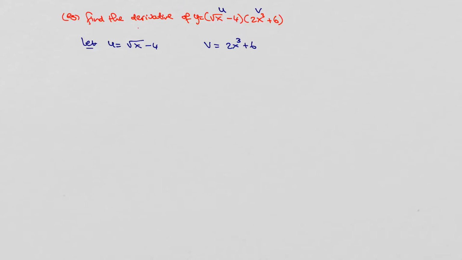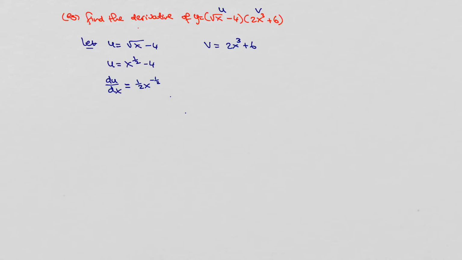But before I can differentiate root x minus 4, we have to write it as x to a power. So that's going to be x to the power of a half minus 4. So now if I differentiate u with respect to x, then I bring down the power and I take 1 away from the power. And if I differentiate 4, I get 0.